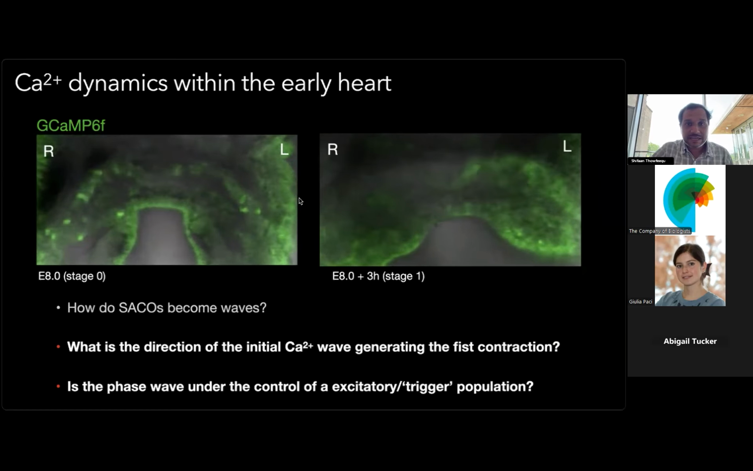So I'll be focusing on these last two questions for the rest of the talk, because the first one is a bit more challenging, and we're still trying to figure out how this happens, and doing a lot of modeling and collaborations with mathematicians and physicists to understand how this could be achieved.